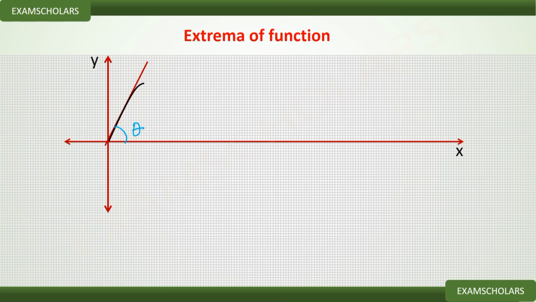Now looking at this theta, we are going to see that theta is less than 90 degrees. So we can all see that the angle is less than 90 degrees, an acute angle. Now to find the slope, dy/dx is equal to tan theta, and we are going to get a positive value. So the slope of this curve is positive.